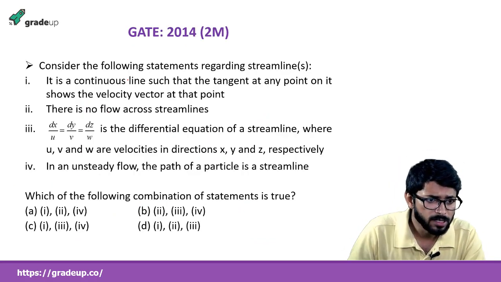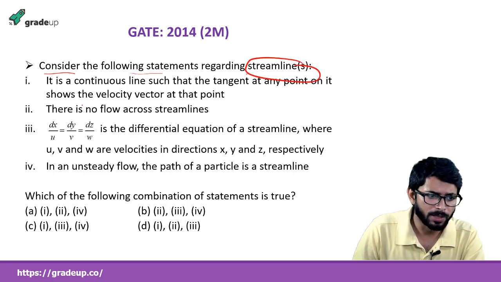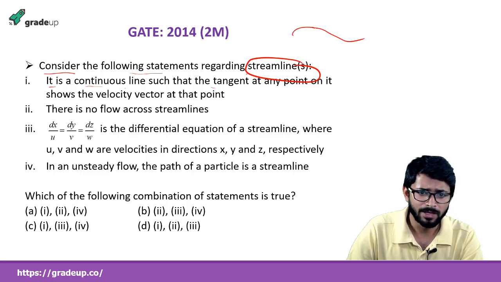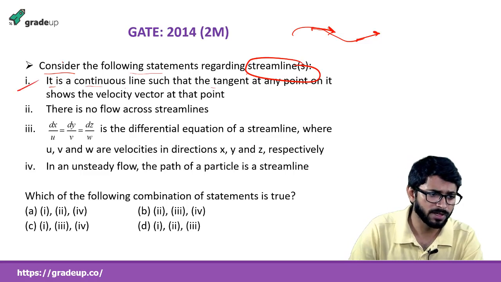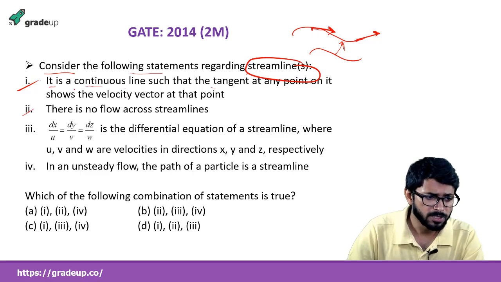Now moving on, in 2014, a 2 marks question asks: consider the following statements regarding the streamline. A streamline is a continuous line such that the tangent at any point on this line shows the velocity vector at that point. It is exactly correct. Any tangent at any point gives the direction of velocity at that location. So option 1 is correct. There is no flow across the streamline. Exactly, I told you why there is no flow across the streamline. So option 2 is also correct.